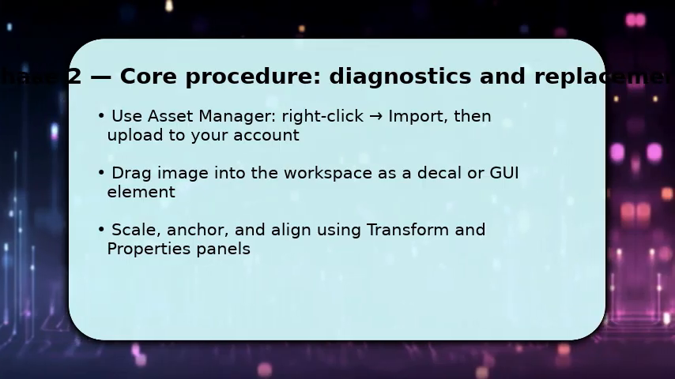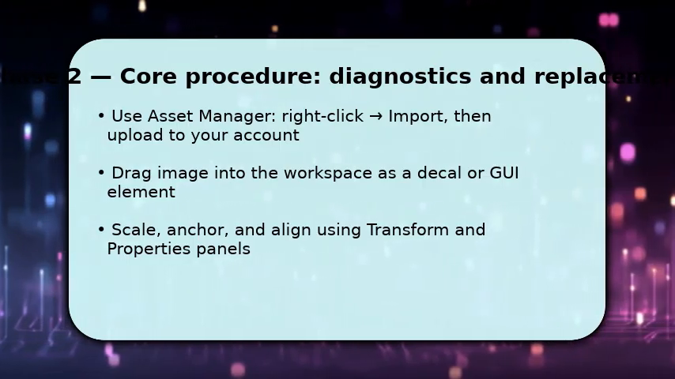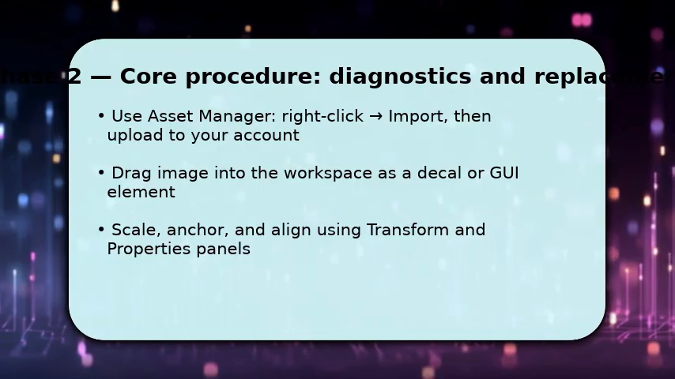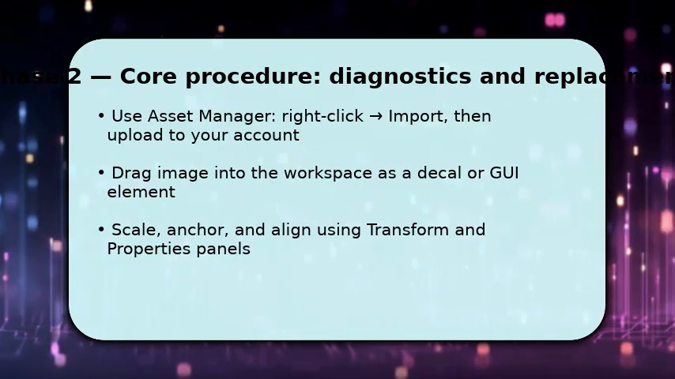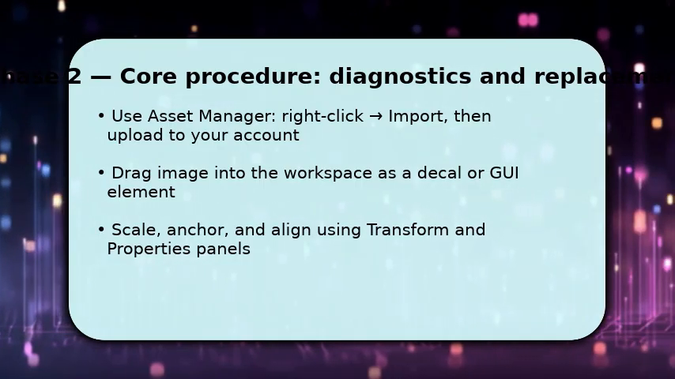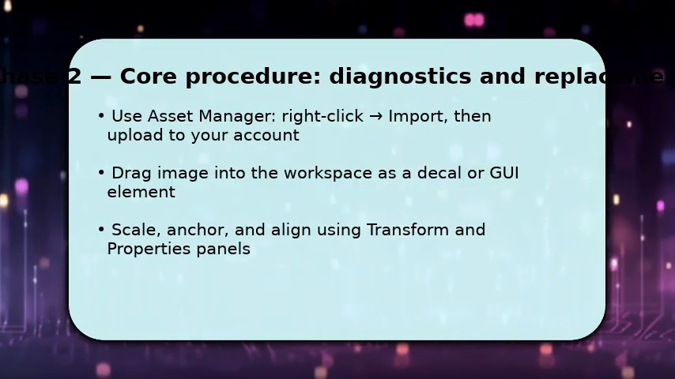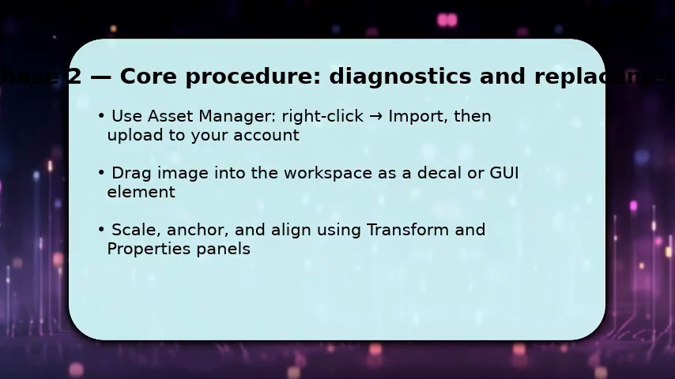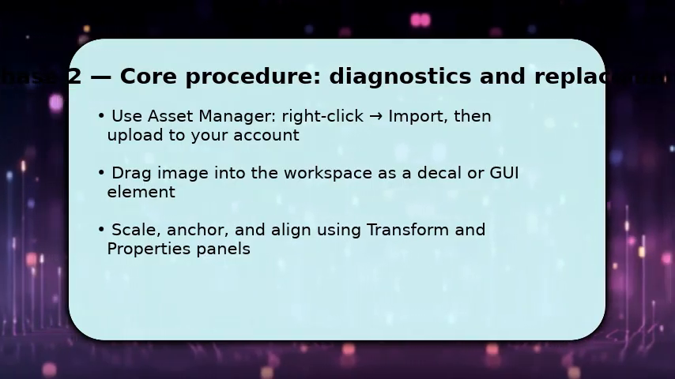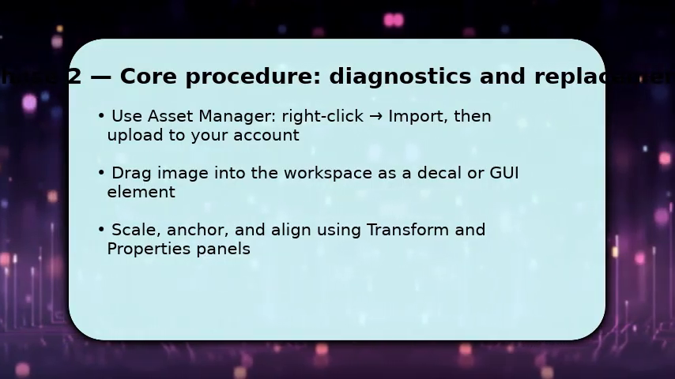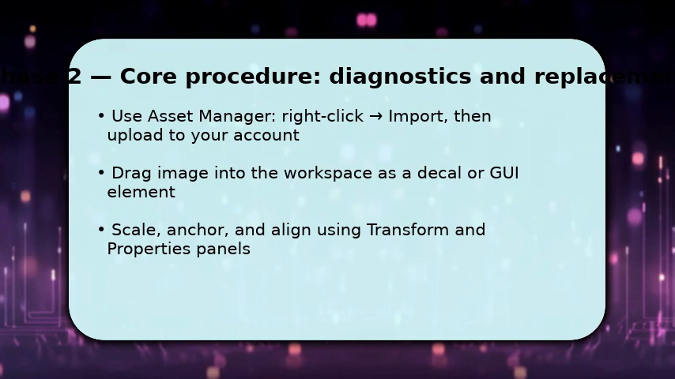Then drag the decal or GUI image into the workspace or screen GUI and convert it to the right object type, decal for parts, image label for UI. Once it's in, scale and position using the transform handles and the properties panel. Anchor when needed so movement doesn't shift it. These steps control how the picture looks in the final recording and prevent unexpected issues.